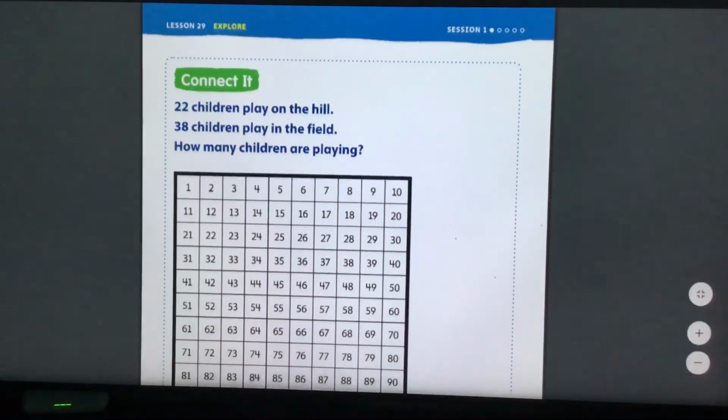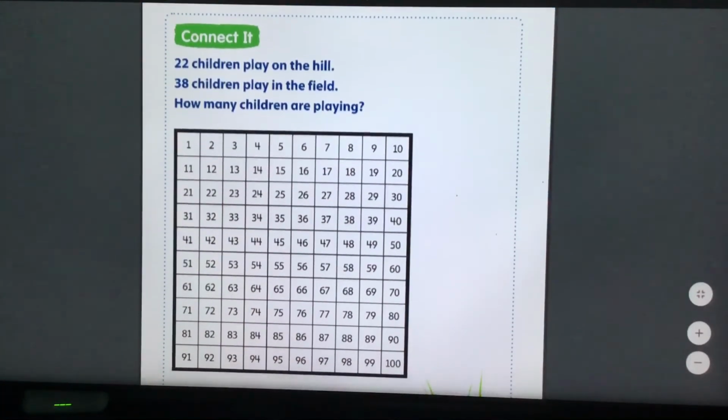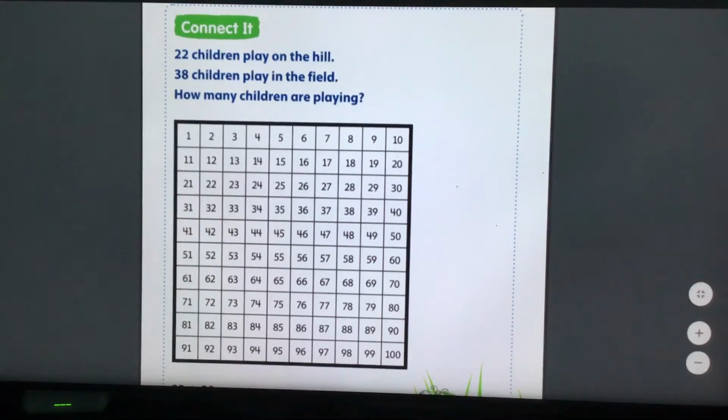Okay, going to the other side, we're going to begin to learn how to use a hundreds chart to help you add two-digit numbers. So it's really important that you understand your tens and your ones. Okay, so 22 children play on the hill. 38 children play in the field. How many children are playing? Okay, let me read that again. Think about your clue words. 22 children play on the hill. 38 children play in the field. How many children are playing?